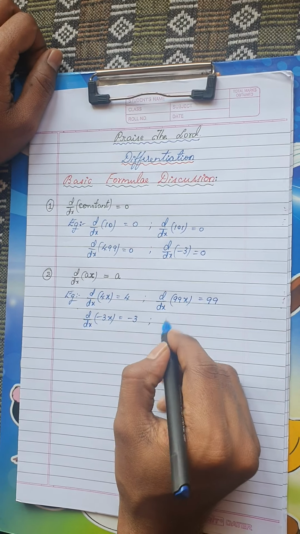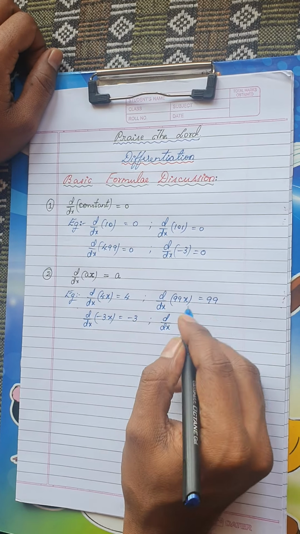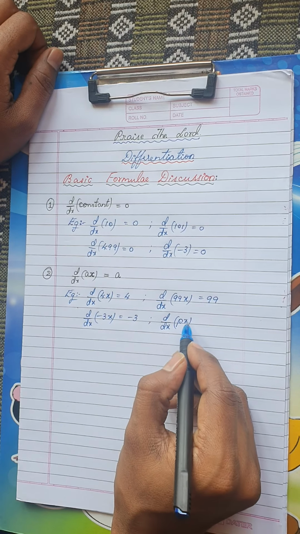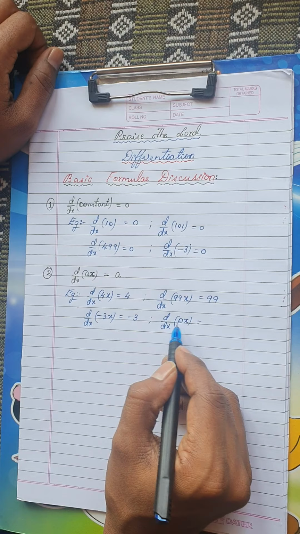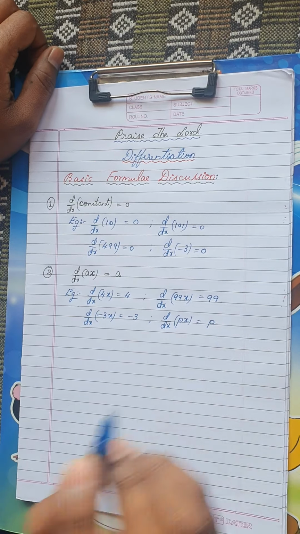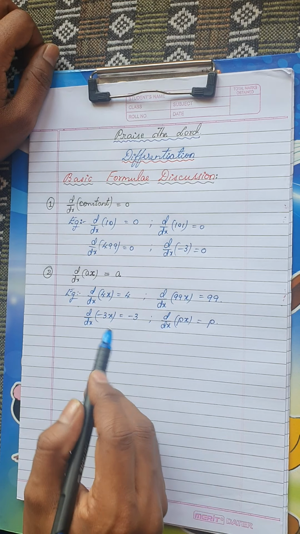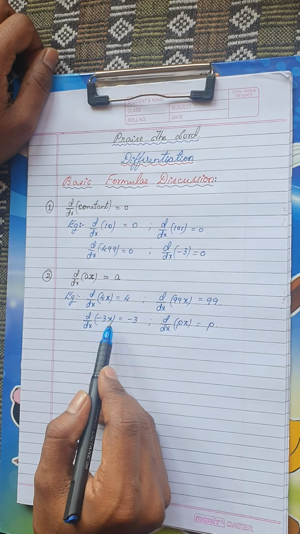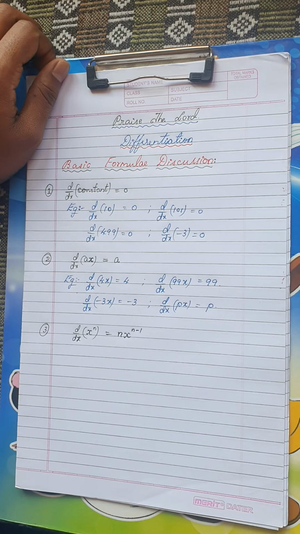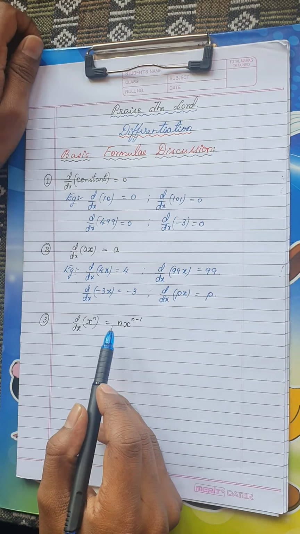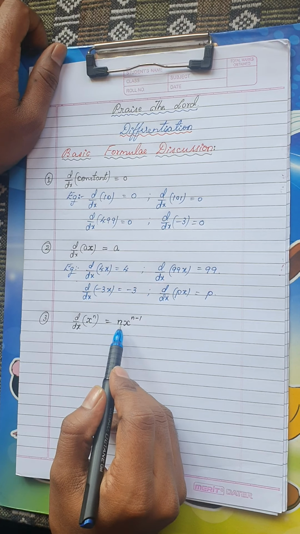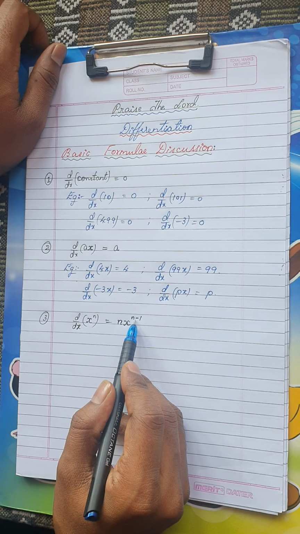Yes. Now let me take the derivative of p into x. If I have any constant along with x, the derivative of this term will be just the constant itself. You might be wondering what happens to this x. This I will tell you in the next formula. So the next very important formula is the derivative of x power n is equal to n into x power n minus 1.